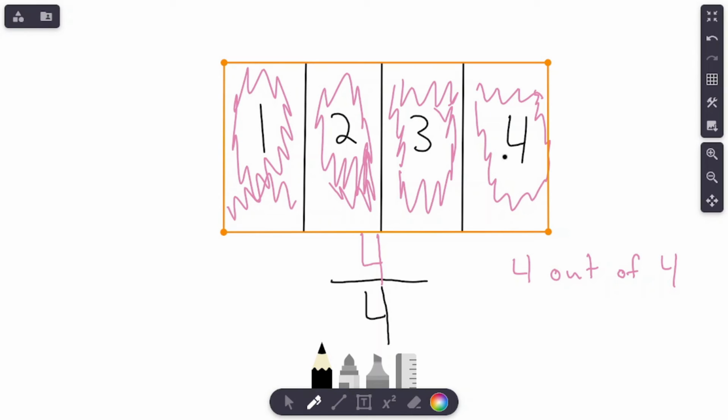1, 2, 3, 4. How many did we color in? We colored in 4 out of the 4. So our fraction would look like this. 4 fourths is what they say. Can you say that? 4 fourths. That's a weird word. Fourths. 4 fourths is going to be equal to 1 whole. And we're going to talk about that here in a second. I want to put a circle up here on the screen.